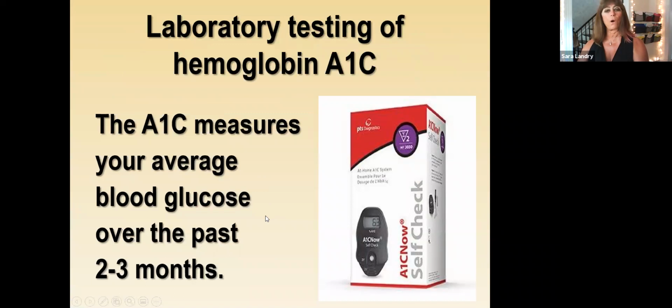There's a test called A1C, and you may have all heard of it. It is a blood test, and A1C measures your average blood sugar level over the past 2 or 3 months. So if you are a type 2 diabetic, you're probably going to be seeing your doctor every 3 months or so, and your doctor's going to take a blood sample, check your A1C to see what your average blood sugar level is.